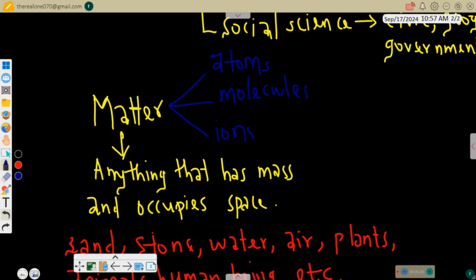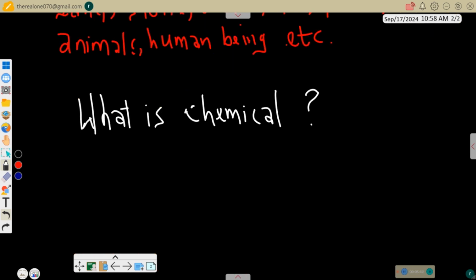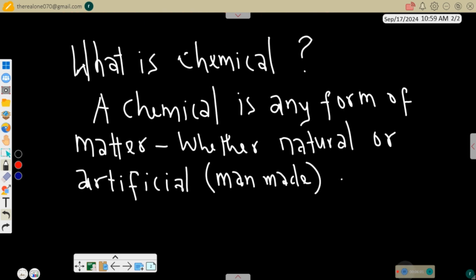Now, from this point, I should be able to talk about what we call chemical, because chemistry deals with chemical. What is chemical? A chemical is any form of matter, whether living or non-living. So far, such substance is composing of some matter particles like atom, molecules, and ion. Then that substance is a chemical. So chemical is any form of matter, whether natural or artificial. So whether it is natural or man-made. So far it contains those matter particles like atom, molecules, and ion.